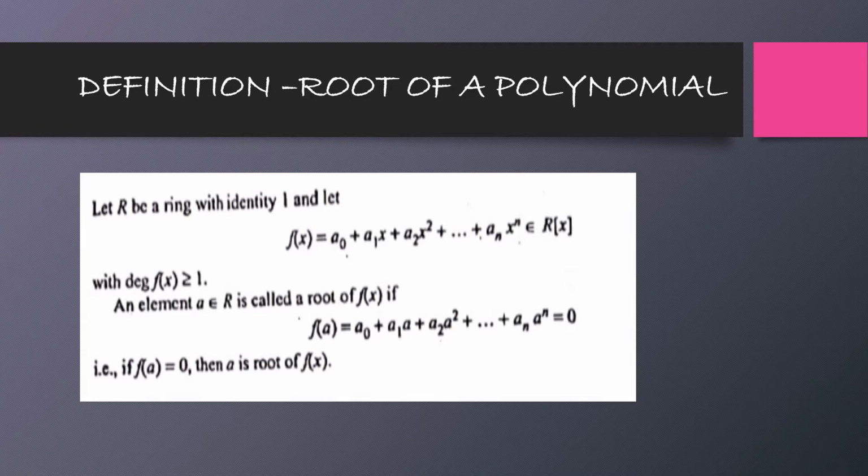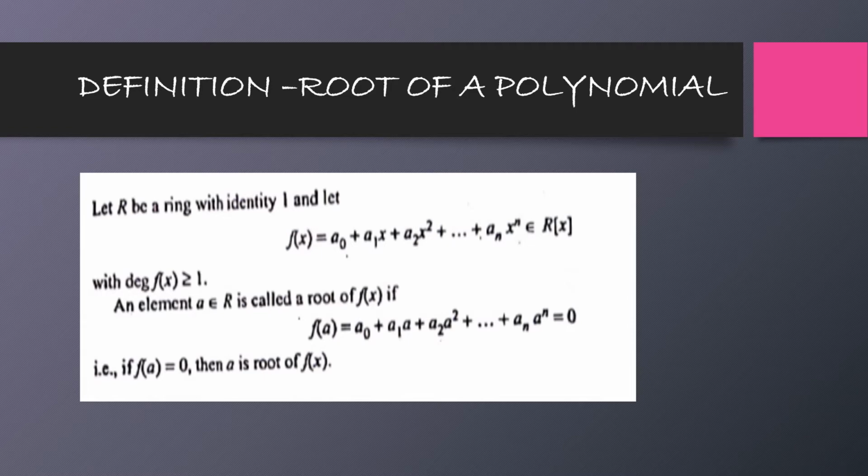Now a few might have a doubt. What is the difference between R and R of x? R is a ring, whereas R of x is a collection of polynomial rings. Try to understand the concept. This will be a collection of all the polynomials over R. Now we are taking a polynomial. What is the degree of this polynomial? The highest power. The highest power of the polynomial is n.